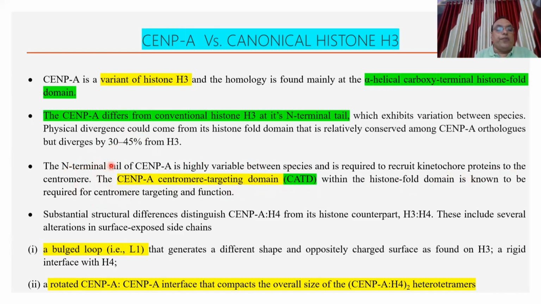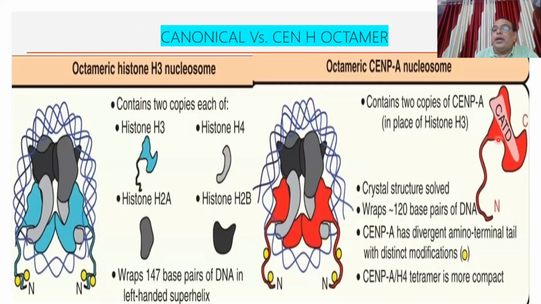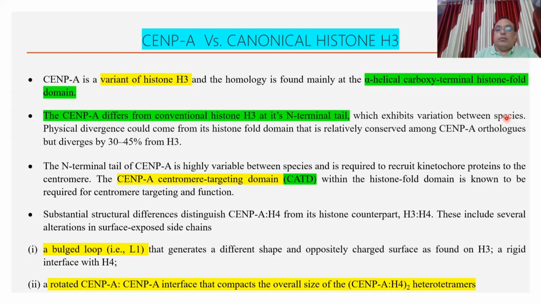The N-terminal is different, and that N-terminal recruits kinetochore proteins to the centromere. Here is CATD, the CNPA centromere targeting domain. This domain, this three-dimensional structure, facilitates the attachment of proteins to the centromere. It is required for centromere targeting and function. The CNPA targeting domain, CATD, is required for function.